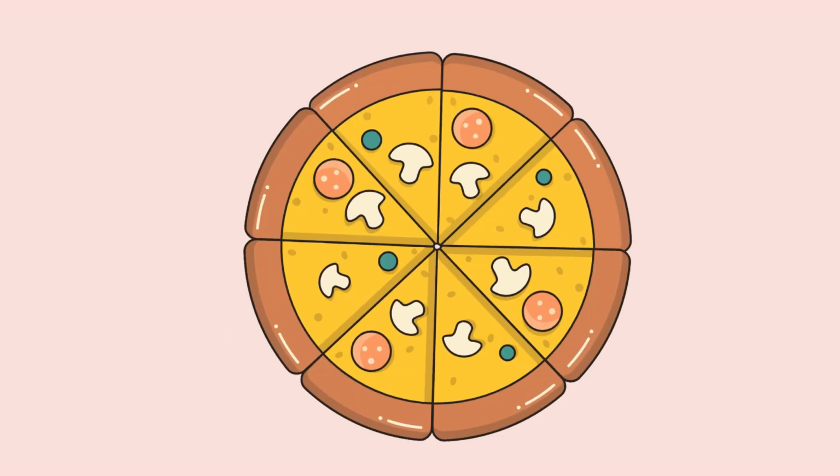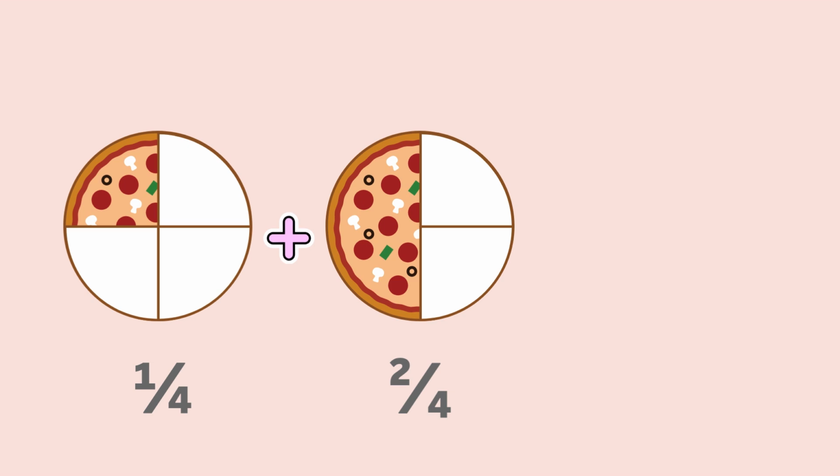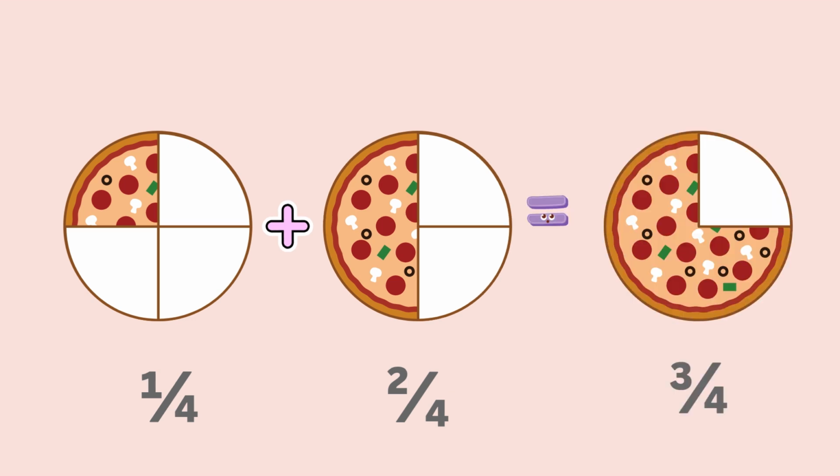Think of it like pizza. If you have one slice of pizza out of 4 and then get two more slices out of 4, now you have 3 out of 4 slices.